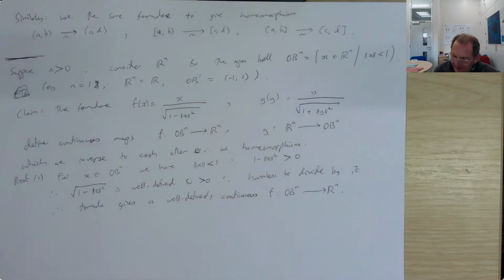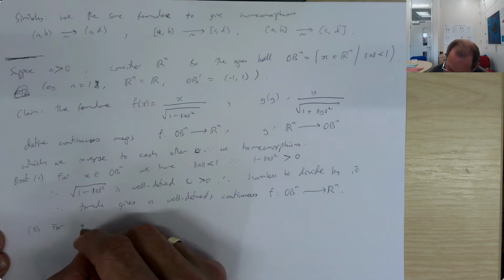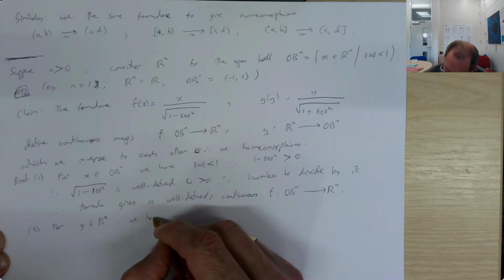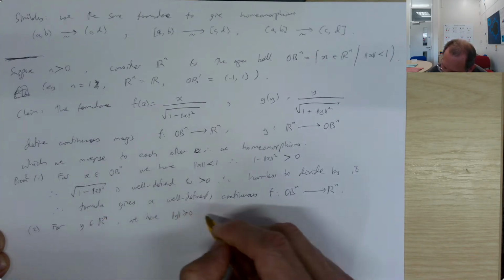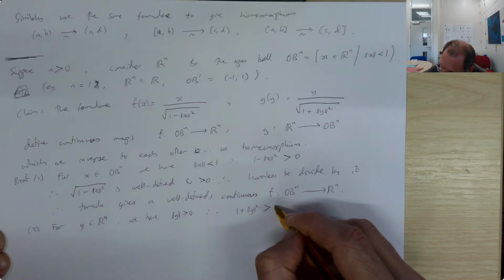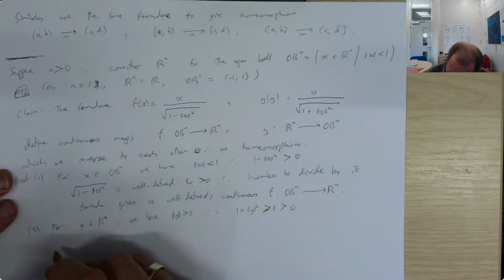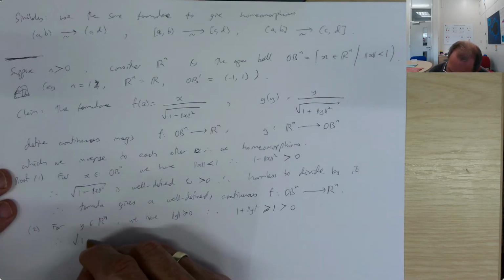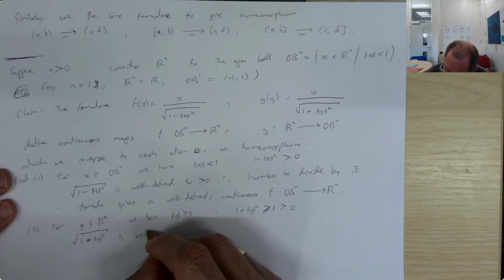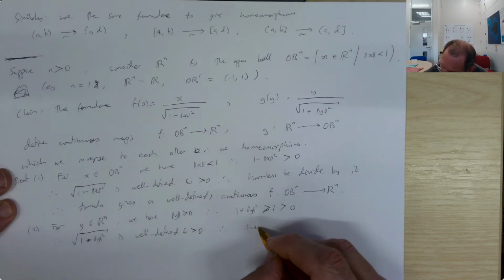And then what about validating the formula for G? For y in Rn, well, the norm of y is greater than or equal to 0, therefore 1 plus norm y squared is greater than or equal to 1, and therefore certainly bigger than 0. Therefore, the square root of 1 plus norm y squared is well defined and greater than 0, therefore harmless to divide again.